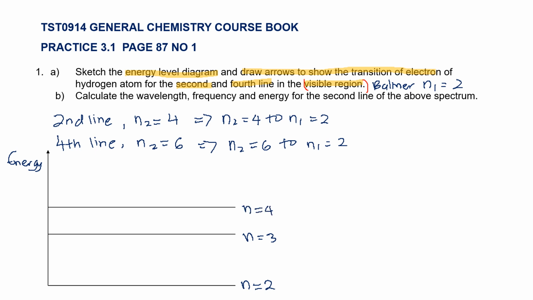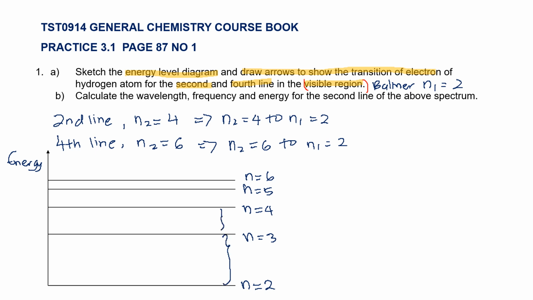We want to form 4 lines, so we must have 4 lines in our energy level diagram. Another line is N equals 5, and the last one N equals 6. Make sure the distance between the lines becomes smaller, because as the energy increases, the wavelength will decrease and the frequency will increase.